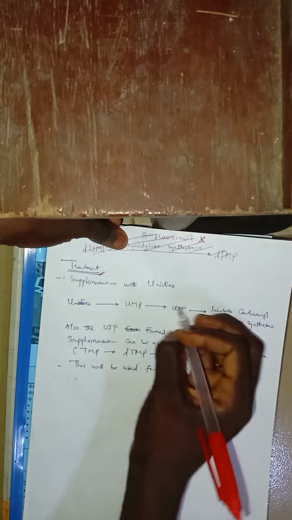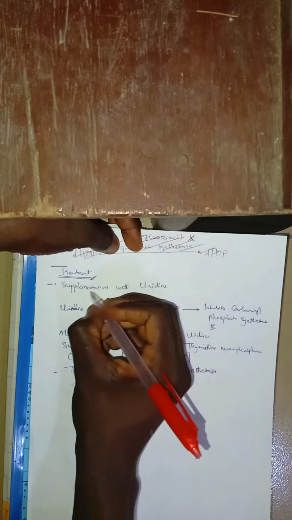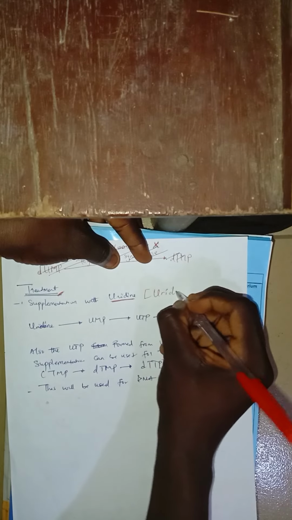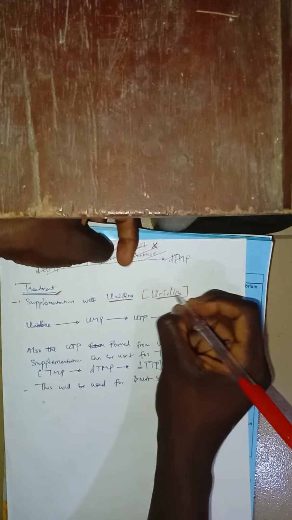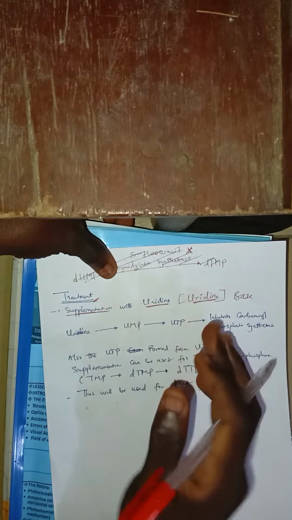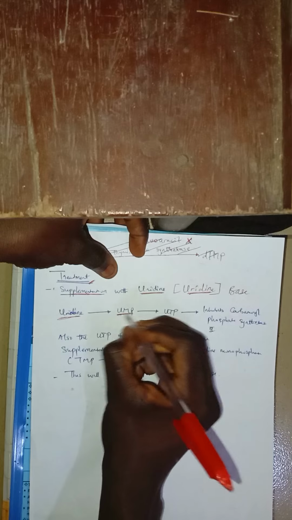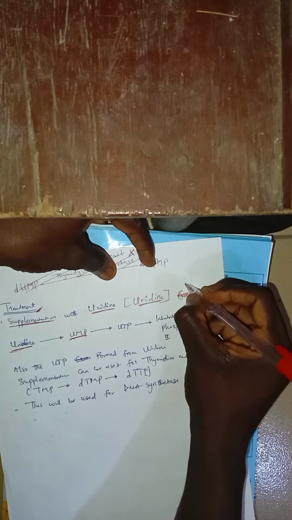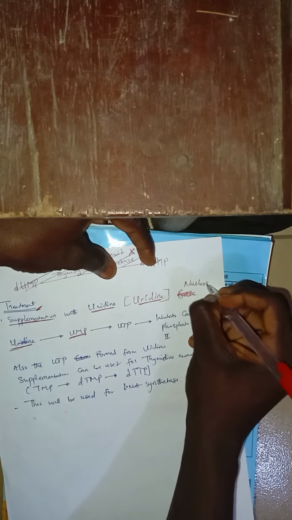Treatment. How do you treat them? You supplement them with uridine. This is the main thing you have to write. Please, in case they ask you the treatment, you give the patient uridine. Uridine is a base, right? It's a nitrogenous base. So you give the patient uridine as a supplement. What will the uridine do? The uridine will be converted to UMP. Sorry, uridine is not a base. Uridine is a nucleoside. Let's get that clear.